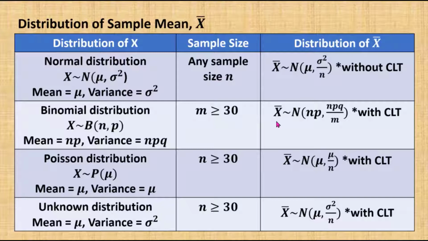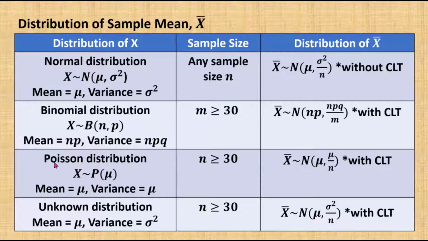And if X is a binomial distribution with mean np and variance npq, then the distribution of the sample mean is approximately normal, provided that the sample size is greater than or equal to 30, based on the central limit theorem. So in this distribution, the mean of the sample distribution is equal to np, and the variance of this distribution is npq divided by the sample size. In this case, n is the parameter of the binomial distribution, but the sample size is m.